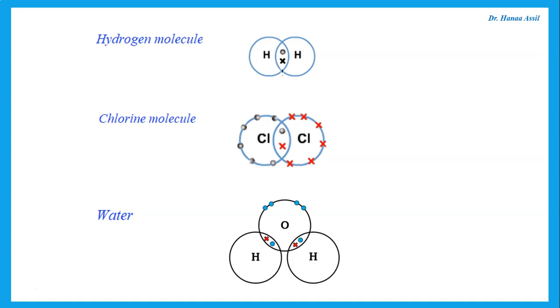What about water? Water is between oxygen and hydrogen. Oxygen needs 2, but each hydrogen can donate only 1, and that is why we have 2 hydrogens reacting with or bonded to 1 oxygen.